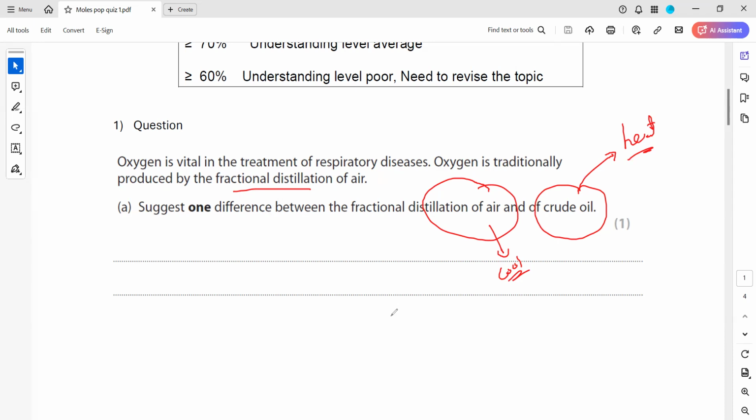Yeah, so crude oil is actually heated for the fractional distillation because the crude oil is liquid. It's a mixture of liquids. So first we heat this and allow it to cool at different temperatures. We get different fractions. But in case of air, which is a mixture of gases, we cool down the air and turn it into liquid air first, and then that liquid air is allowed to turn back into gas depending on their boiling points.